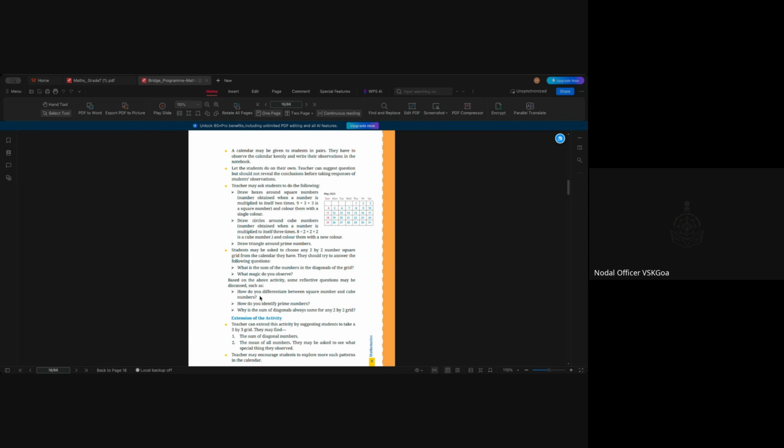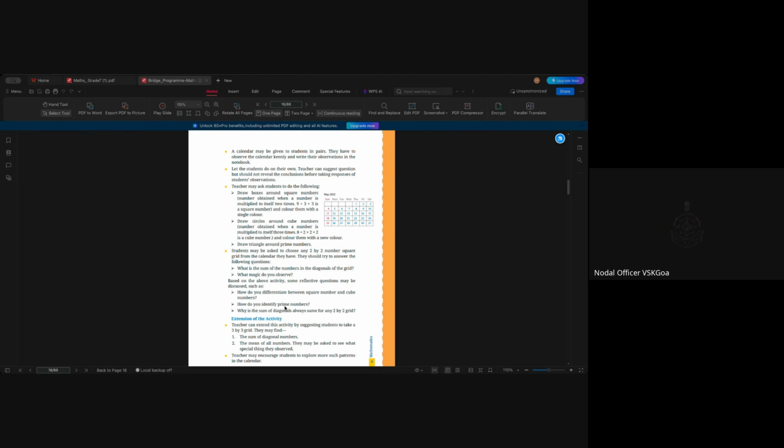Some questions are, how do you differentiate between square numbers and cube numbers? They have circled some things, they have put a square on some numbers. So on what basis are they differentiating? Give them some chance to think and accept their answers. If they cannot answer, please provide them clues so that they can come up with the correct answer.